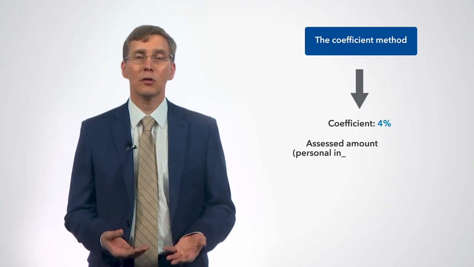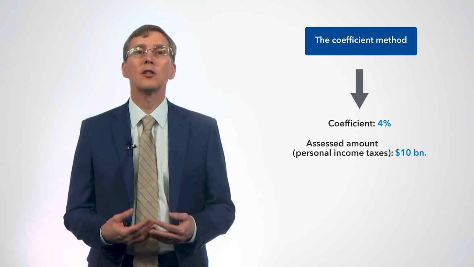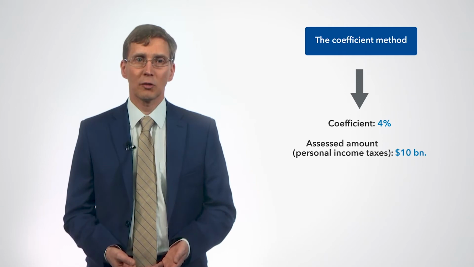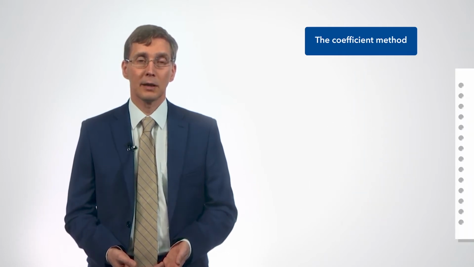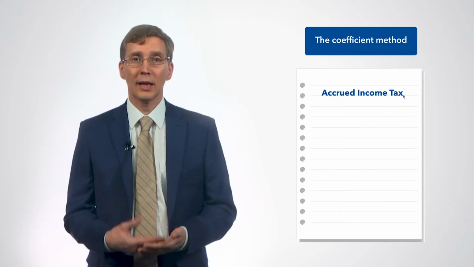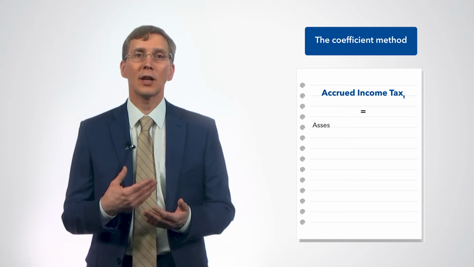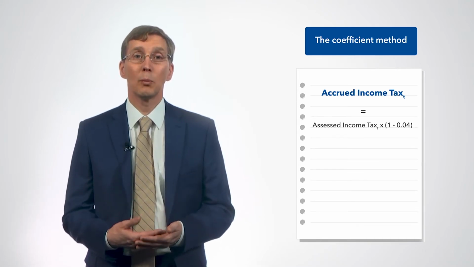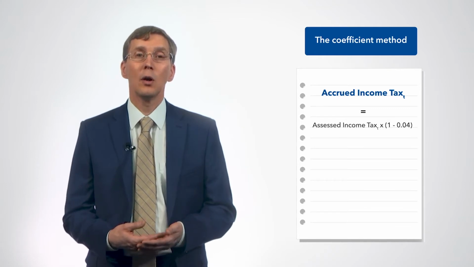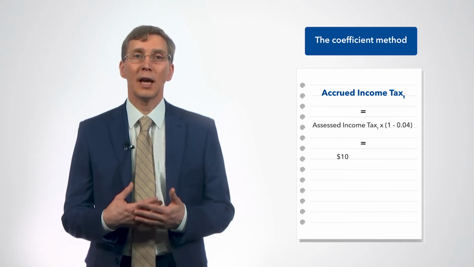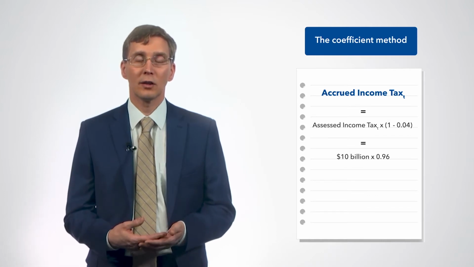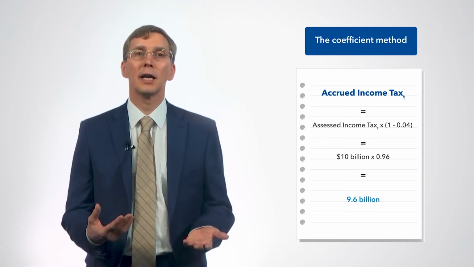If the assessed amount was $10 billion, then to compile the accrual revenue, you would just deduct the amount not expected to be collected. Thus, accrual income tax equals assessed income tax multiplied by 1 minus 0.04, which is equal to $10 billion multiplied by 0.96, which is equal to $9.6 billion.